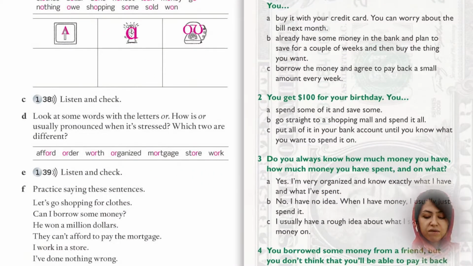Now, look at part D. There are some words here. We are going to just learn how to pronounce them. Let's go. So, afford, afford. Order, order. Worth, worth. Organized, organized. Mortgage, mortgage. Store, store. Work, work. So the sound of or is really important.